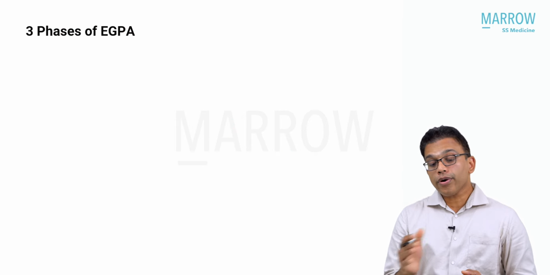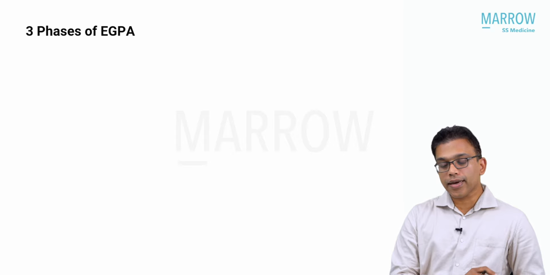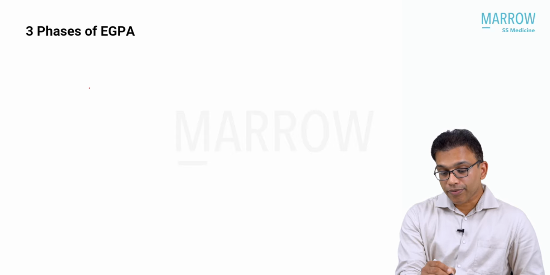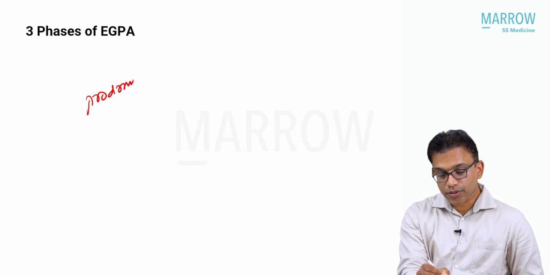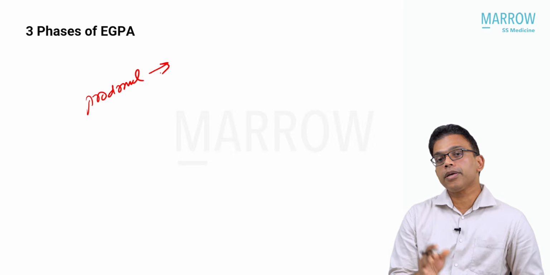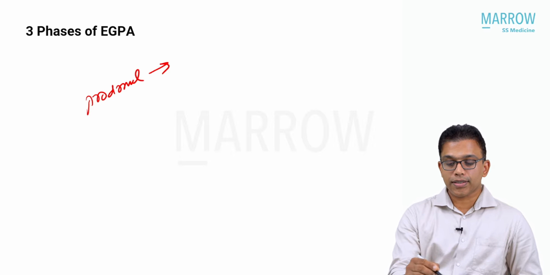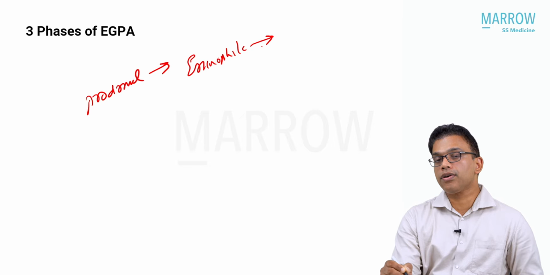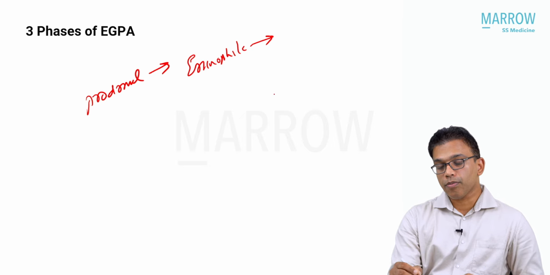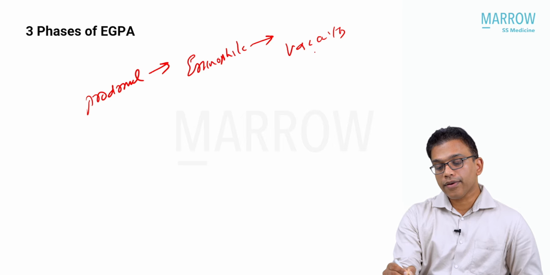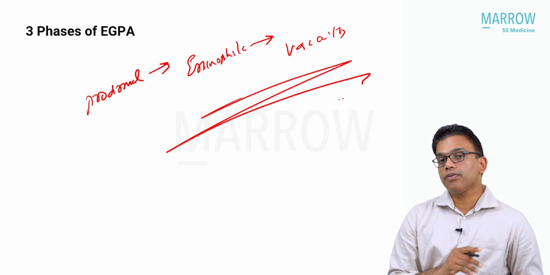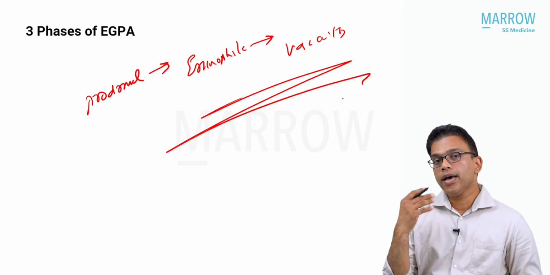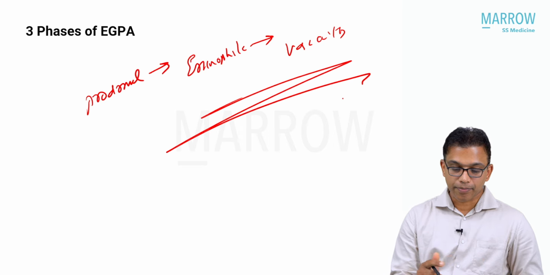So I am not going into the detail because we have covered that in the module. Remember that there are three phases. One is prodromal phase for EGPA, where the patients will have some sort of allergic symptoms, rhinitis, sinusitis, etc. Then there will be an eosinophilic phase where the patients will have significant eosinophilia with a severe asthma. Most of the patients will have severe asthma at some point of time, followed by the vasculitic phase where the patient will have some sort of vasculitic features like joint pain, skin manifestations, etc.